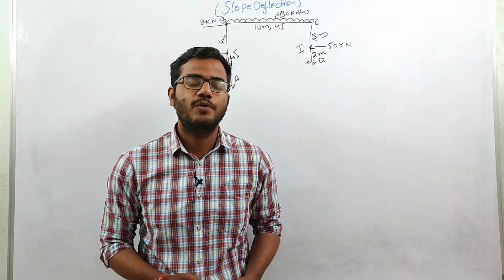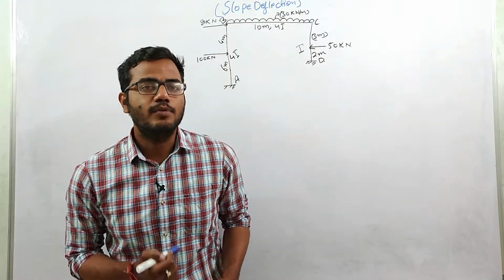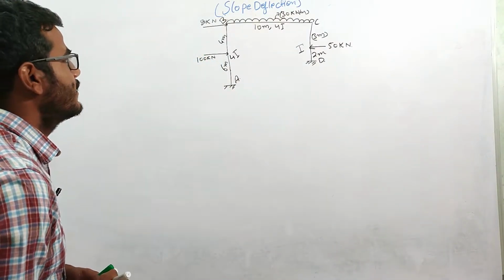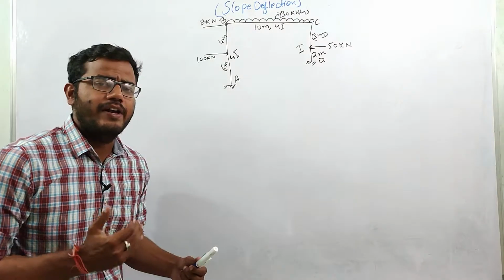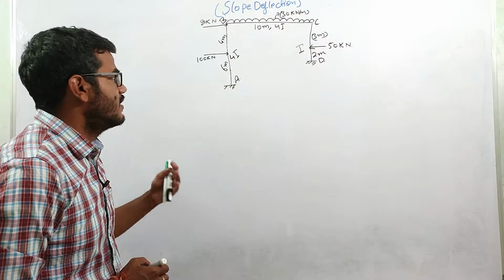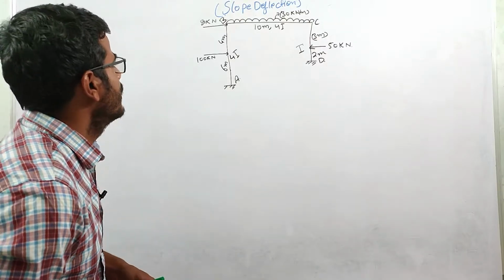In today's lecture, we are going to solve one problem on the slope deflection method. So let's directly come to the problem. The problem is that we need to analyze this frame structure. Analyzing means we need to find the internal forces generated in this frame and the external reactions generated at the supports. So let's analyze this problem.